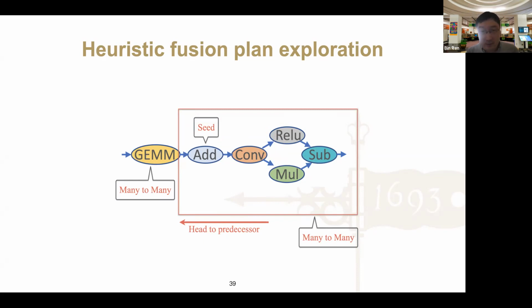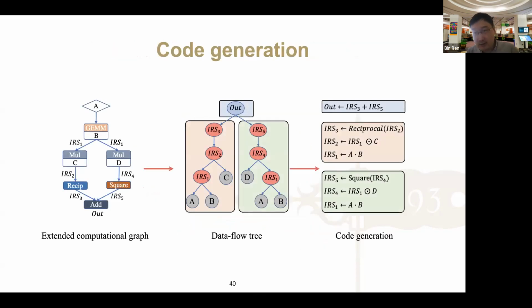So after this fusion plan generation, for this example, we are going to generate two subgraphs. One subgraph has only one GEMM node, and another subgraph has five operators. In this step, we do not perform the fusion code generation. We are going to perform the fusion code generation in the next step, the code generation step. In this step, for each subgraph in the fusion plan, we are going to fuse them into a fused operator.